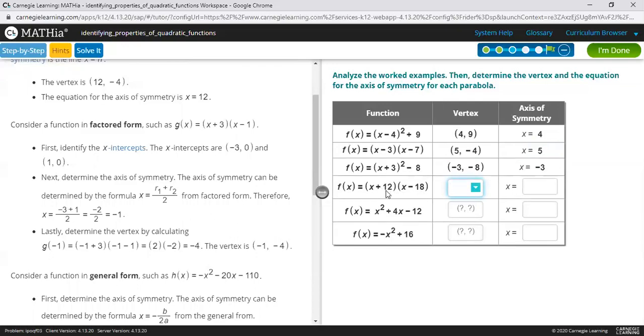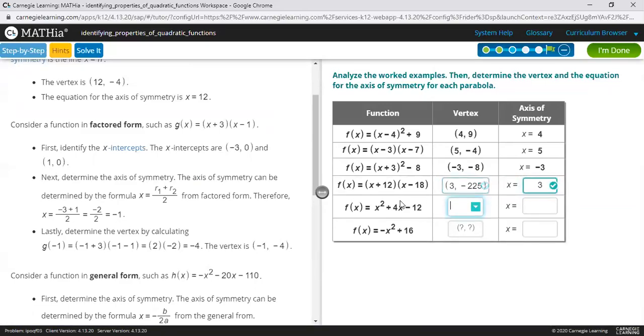So I'll do the same thing here. So I will add -12 and +18 to get 6. Divide that by 2. That's 3. And then when I substitute 3 in, I have 15. And 3 minus 18 is -15. So 15 times -15 is -225. And my axis of symmetry is 3.